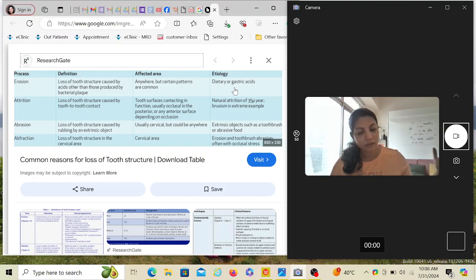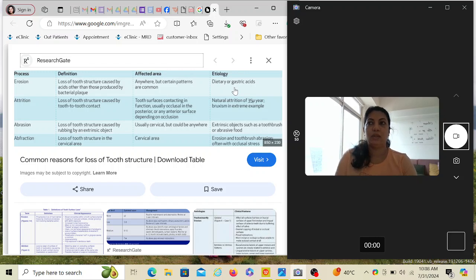I just went off on a little lateral topic since we were talking about this. Attrition. What is attrition? Attrition is tooth to tooth loss of tooth structure. It usually happens on the occlusal and the incisal surfaces. And naturally, attrition starts at about the age of 35 years. And in bruxism, there's severe loss of tooth structure.